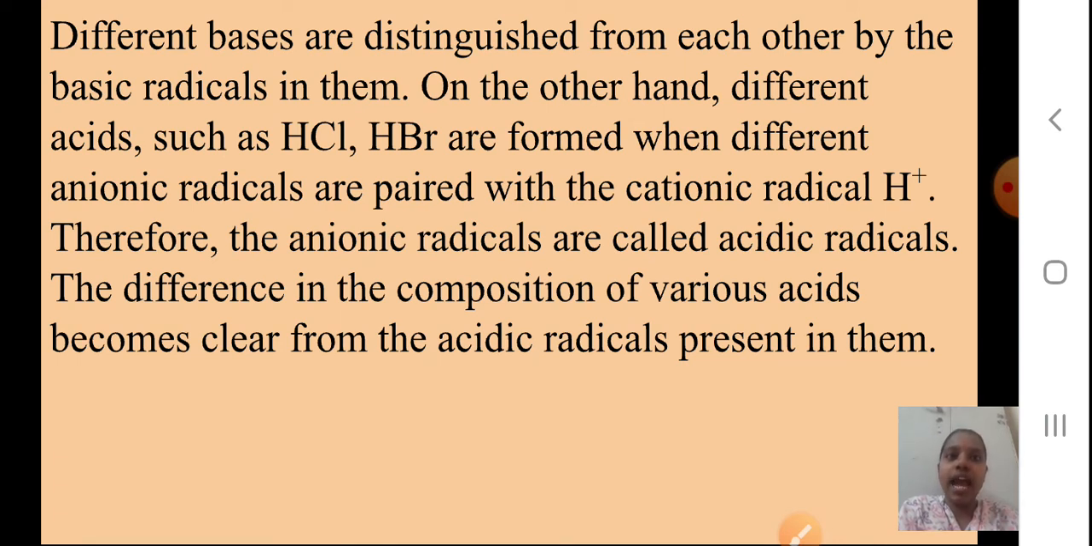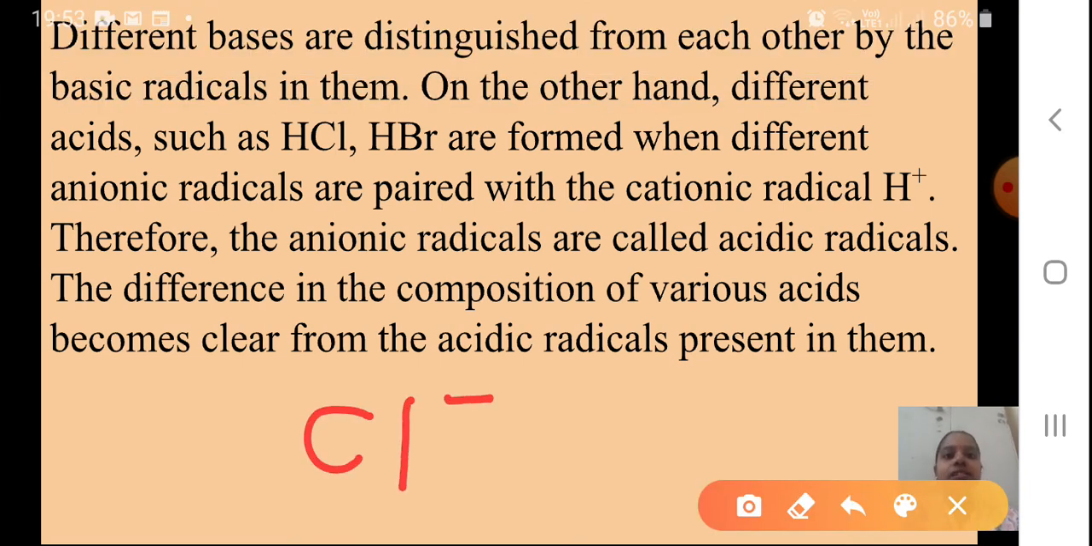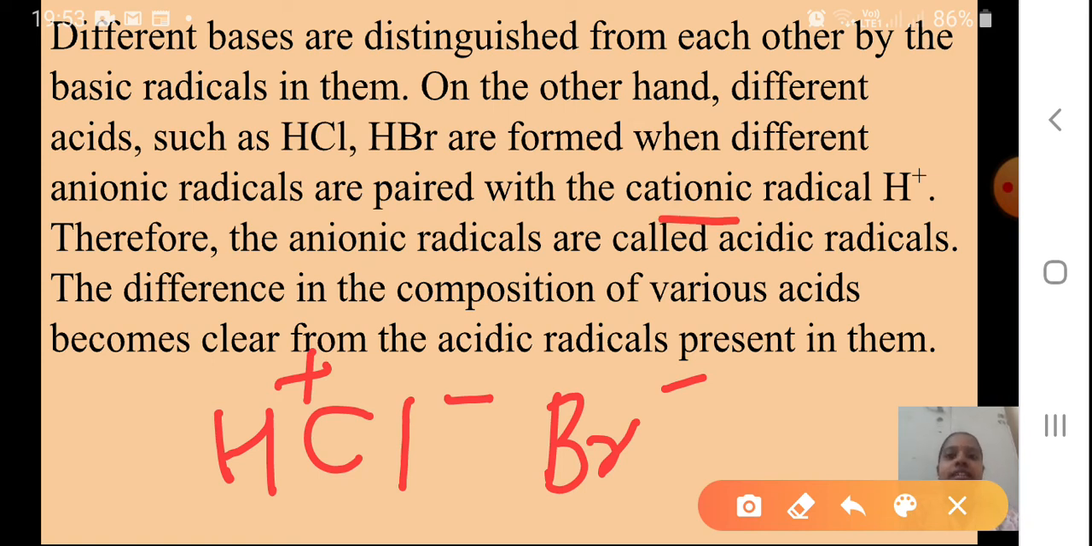On the other hand, different acids such as HCl, HBr are formed when different anionic radicals are paired with the cationic radical H+. Here, we write Cl- and Br-, and they are attaching with H+, which is a cationic radical. Therefore anionic radicals are called acidic radicals. HCl is an acid, HBr is also acidic, so we call them acidic radicals.